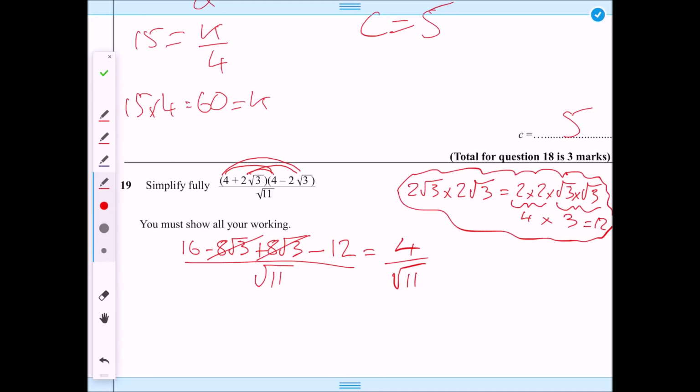Now, to simplify fully, we need to rationalise the denominator as well. So if we times top and bottom by the same as the bottom, so root 11, that'll give us 4 root 11 on the top, and root 11 times root 11 is just 11, and that would be as simple as we can get it. 4 root 11 over 11.